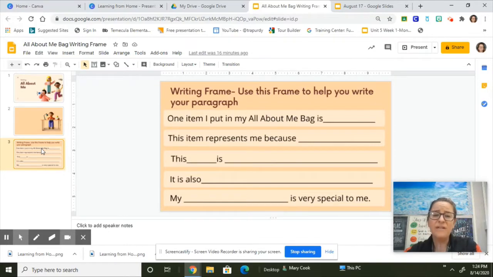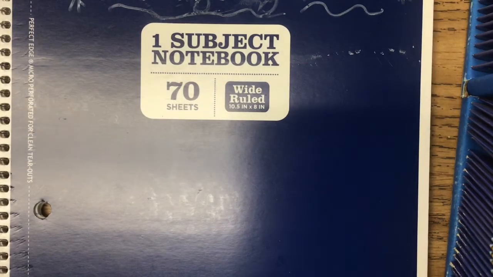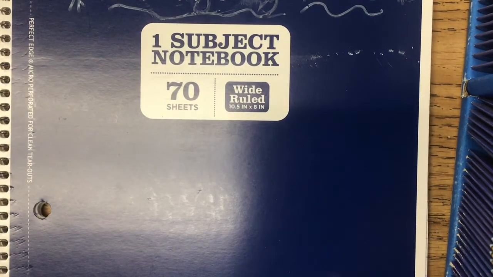Now, when you do your writing, I would like you to do it on a sheet of lined paper, or even better, in a spiral notebook or in a composition book. I would really like you to have a spiral notebook or a composition book for language arts and another one for math. So I'd like you to have 2 spiral notebooks or composition books. This is my language arts composition book that I'm going to be writing in. And I am going to show you how I use this frame to do my writing. Stay tuned. All right, boys and girls, I've got my language arts spiral notebook in front of me.